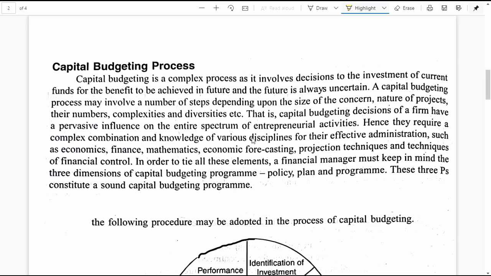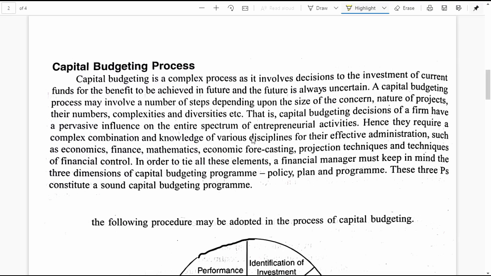In order to tie all these elements, a financial manager must keep in mind the three dimensions of a capital budgeting program. They are policy, plan and program. These three P's constitute a sound capital budgeting program. So from these points we can very well understand that capital budgeting is a process by which a firm would like to invest its current funds looking for the benefits in the future.